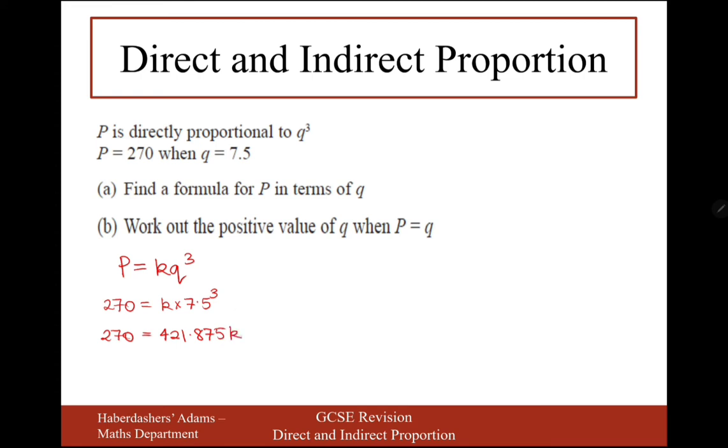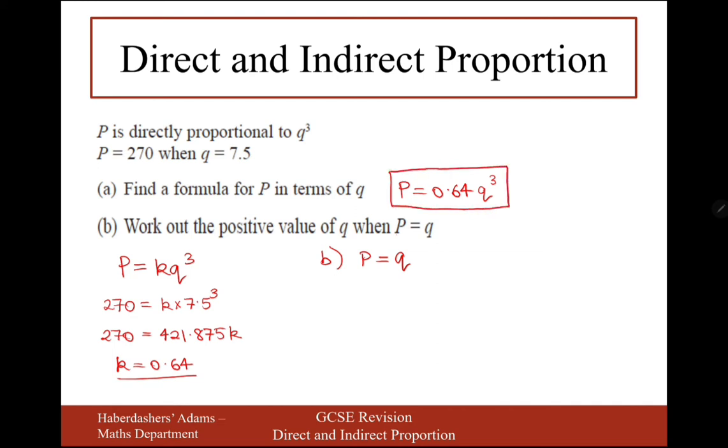Now I'm going to divide that to the other side. So 270 divided by 421.875. That gives me 0.64. So K equals 0.64. So the formula is P equals 0.64 Q cubed. Okay, moving on to part B now. Work out the positive value of Q when P is equal to Q. Okay, so what we're going to do here is we're going to say P equals Q. But I also know that P is equal to this formula here. So what I'm going to do is replace P with this expression here. So 0.64 Q cubed equals Q.